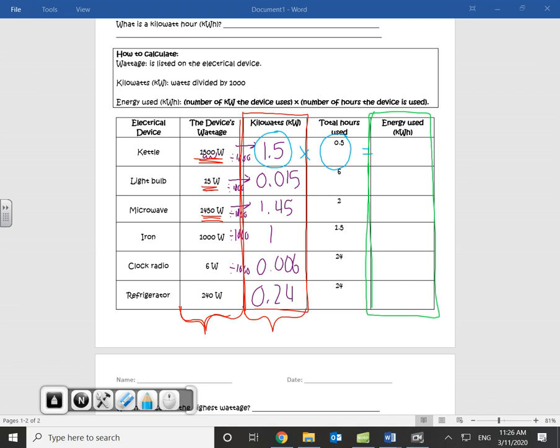So, my kettle is 1.5 kilowatts, and I used it for half an hour. So how much energy did I use? So grab that calculator, 1.5 times 0.5 equals 0.75 kilowatt hours. Okay, great. Let's continue.